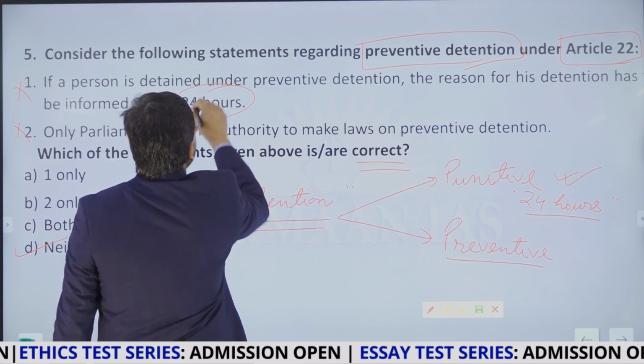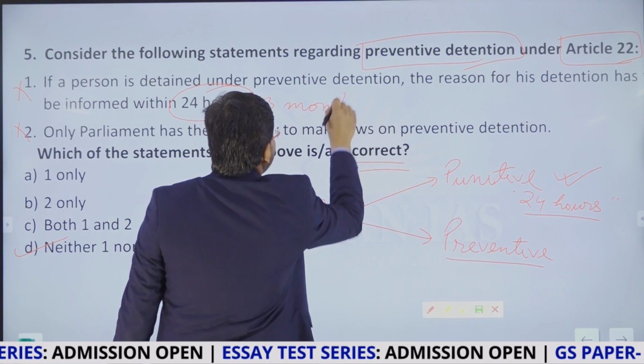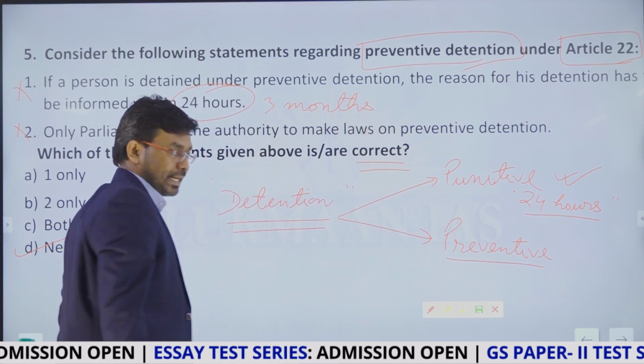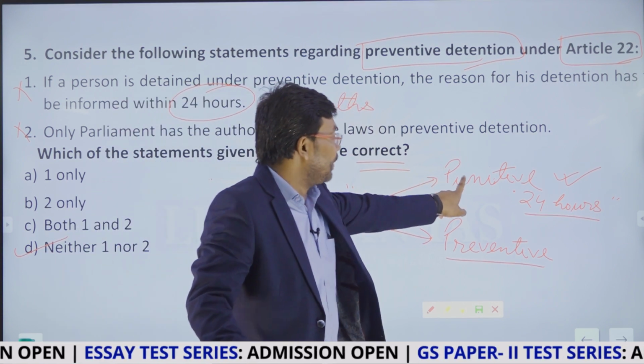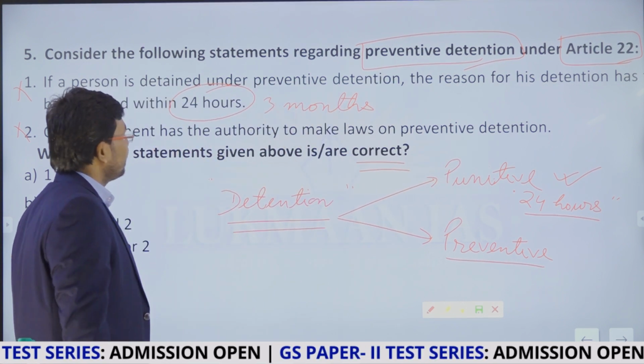It is not 24 hours, it is 3 months. So that's why the first statement was incorrect. In case of punitive detention, it is 24 hours. In case of preventive detention, it is 3 months.